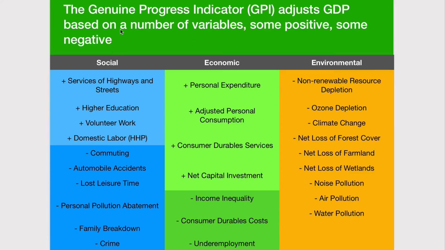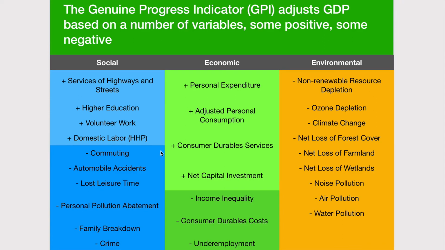They take GDP and then they adjust it, okay, based on a number of different variables. Some are positive and some are negative. Okay, so we have here social variables, right? They try to take into account the value of infrastructure, okay? So what they call the services of highways and streets, the value of infrastructure in our lives, the value of higher education, okay? With the understanding that more education, that tends to make people happier, right? The value of these unpaid hours of volunteer work, like I mentioned before, right? Or domestic labor, what I call household production. These should all be positives, and they are positives in this index, okay?